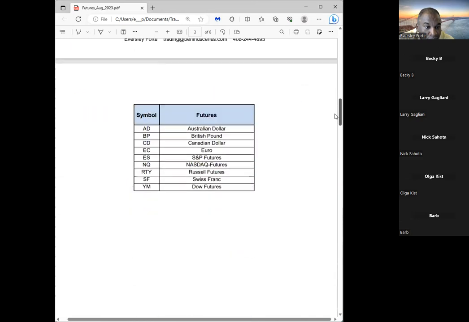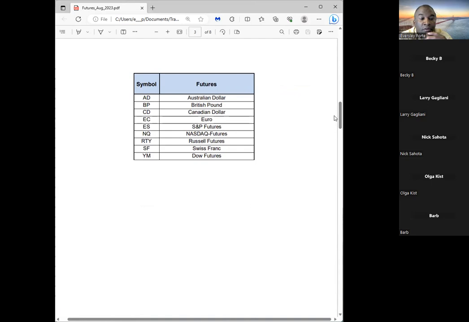All right. These are the only futures contracts which we trade. Australian dollar, British pound, Canadian dollar, euro, S&P, NASDAQ, Russell, Swiss franc, and the Dow futures, YM. These are the only ones we trade. And with this grouping, it gives us some very, very high probability trading opportunities, because these are the ones we've been working with probably since 2007 or 8. And we're very familiar with them. And they work for us.